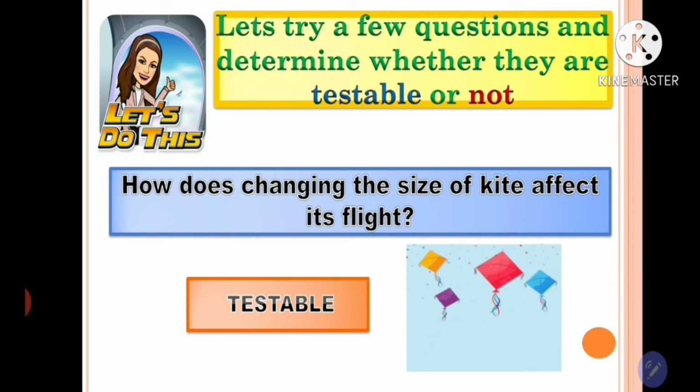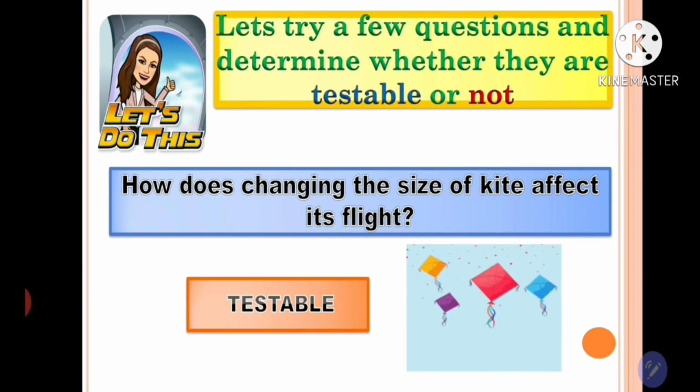Why? Yes, because we can do the experiment to test which size of the kite flies high. Is it the big one or the small one? Is it the biggest one or the smallest one? So you need to conduct an experiment to test the height of the flight of the kite. So therefore, it is testable.